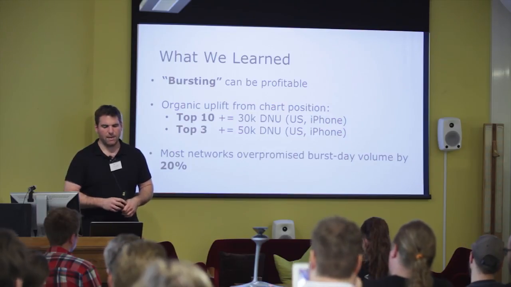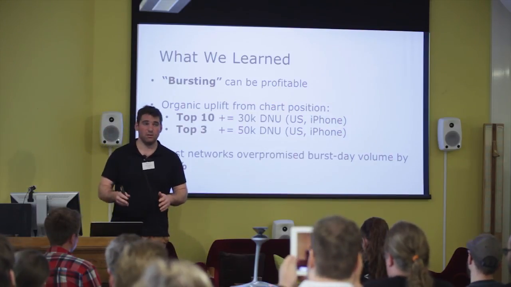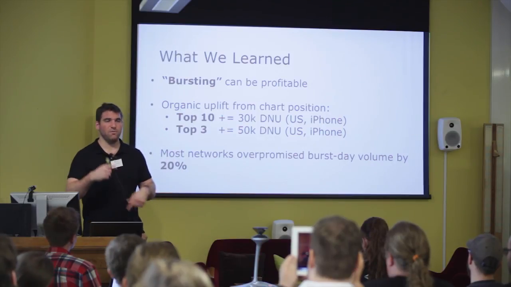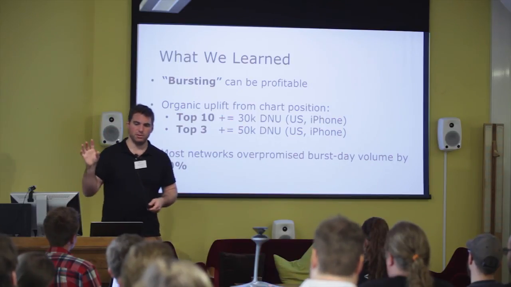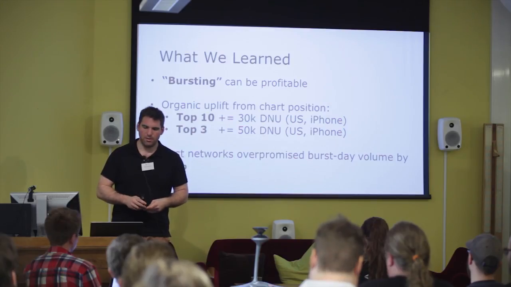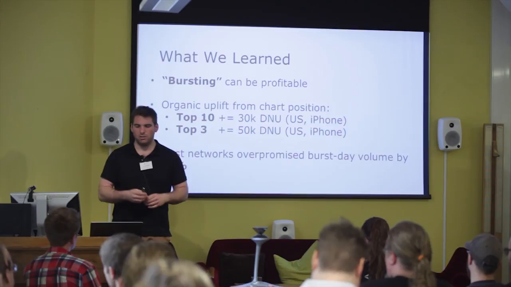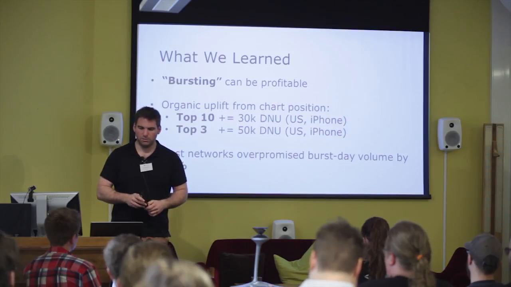milestones. And then at top 3, we got 50,000 DNU. So this is extra. This is just pure people finding the game through the chart position. And then we also learned that most networks overpromised how much volume they could give us by about 20%. So it was good of us to over budget.